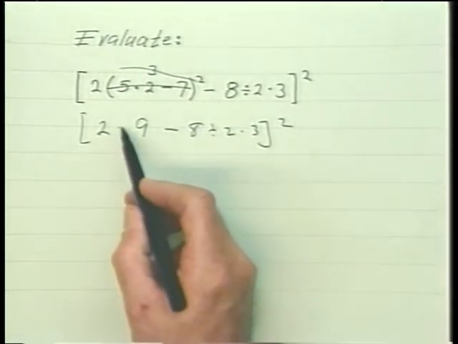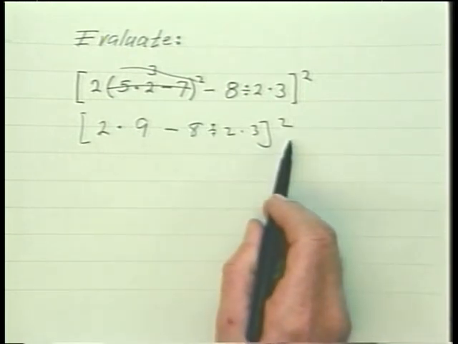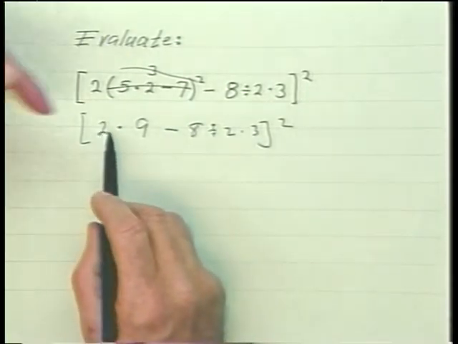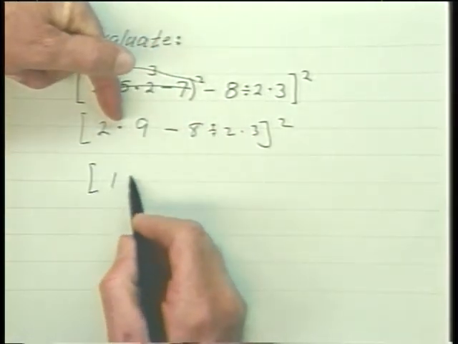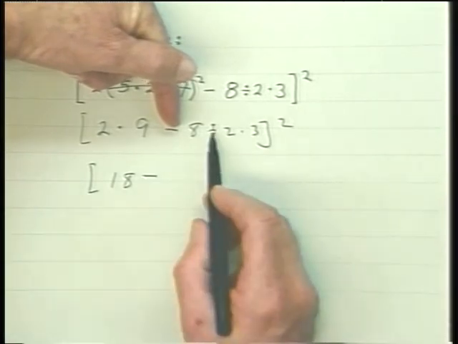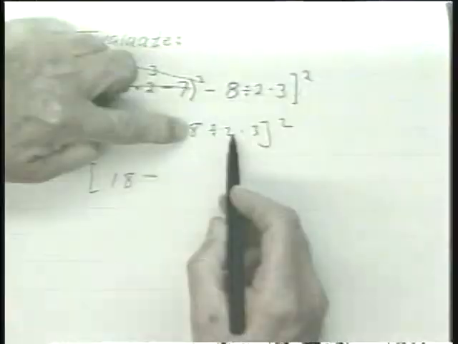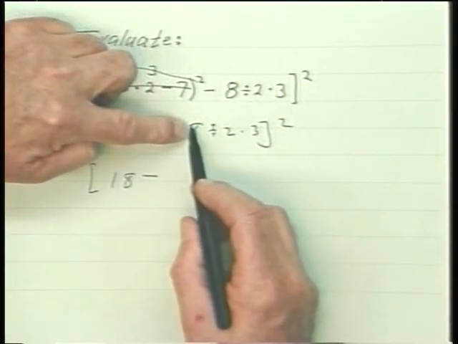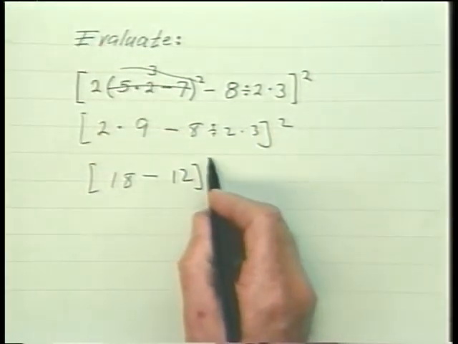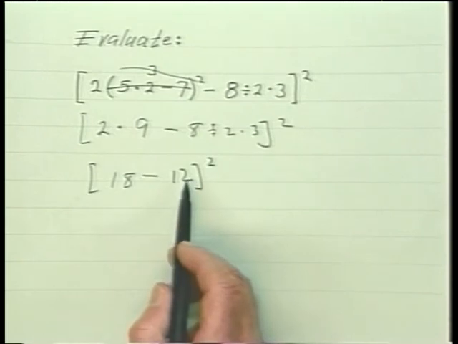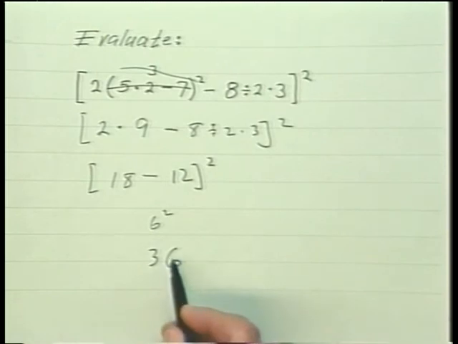Now inside, looking for more exponents. There aren't any. Back to the beginning, look for multiplications and/or divisions. So this one, so that gives me 18. Skip the subtraction because I see a division coming on, and that's to be done first. So 8 divided by 2 is 4. And 4 times 3 is 12. Then 18 minus 12, obviously in this case, is 6 squared, and finally 36.